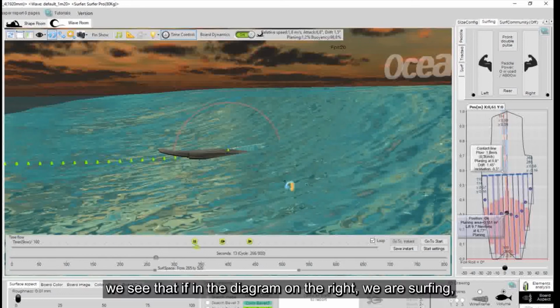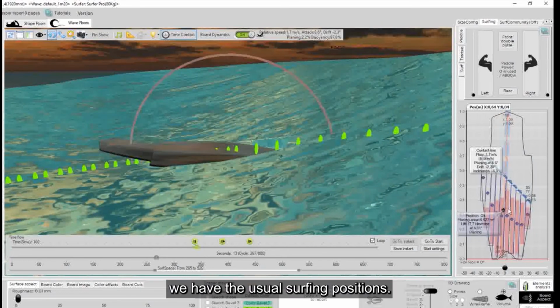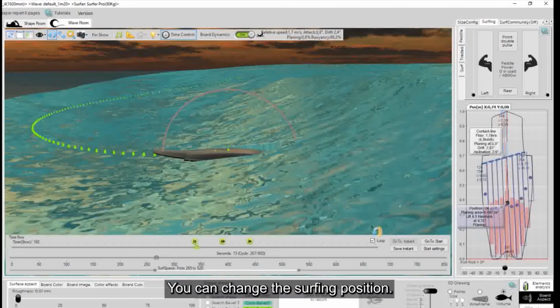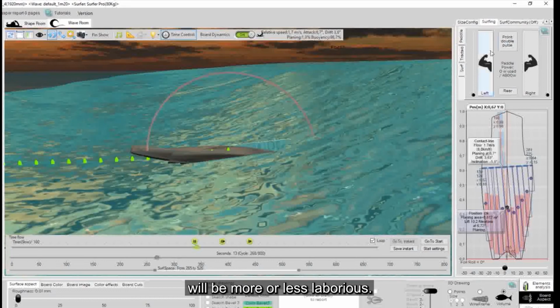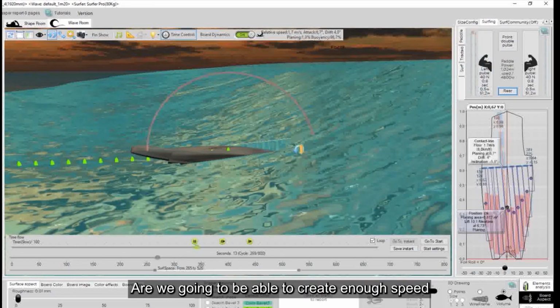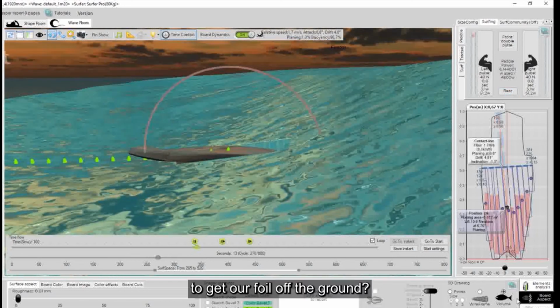So at this stage, we see that in the diagram on the right, we are surfing, we have the usual surfing positions. You can change the surfing position. Our departure will be more or less laborious. Are we going to be able to create enough speed to get our foil off the ground?